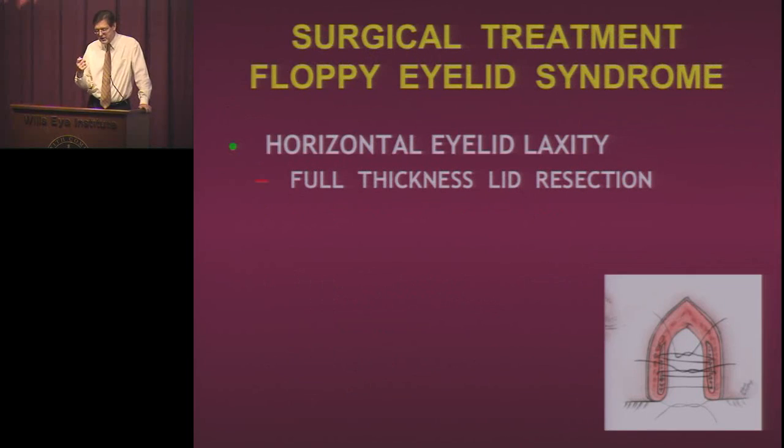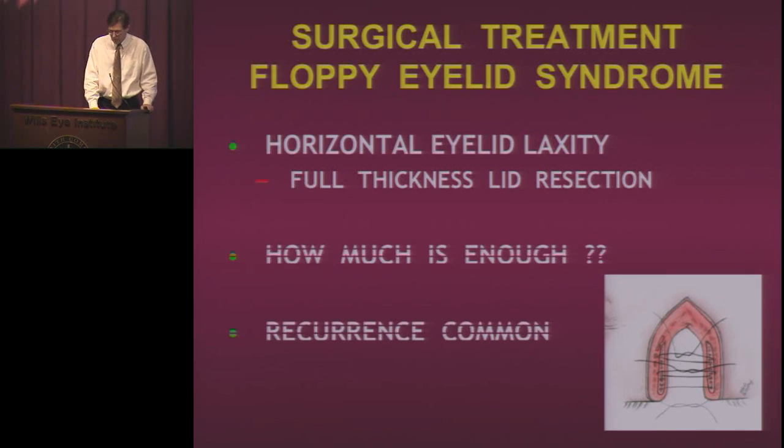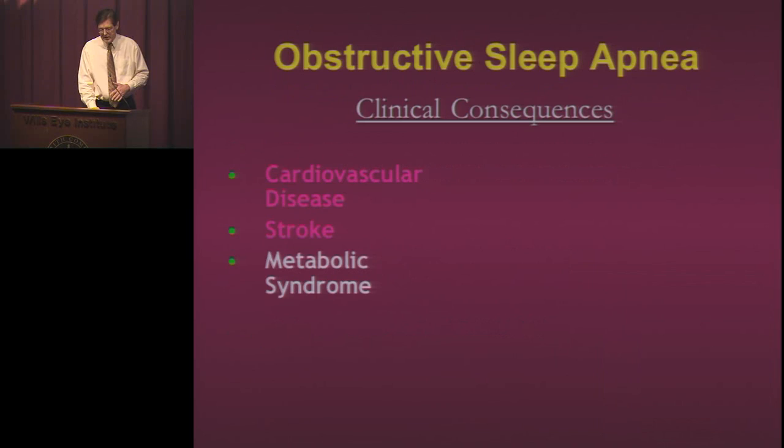What we do is basically we treat it like a basal cell or a cancer. We take out a big chunk of the lid. And it's hard to know how much you're taking off. A normal person will be almost a third to a half of their lid, and you sew it together. And sometimes a year later you have to do some more. So recurrence is common, and it's hard to know how much is enough.